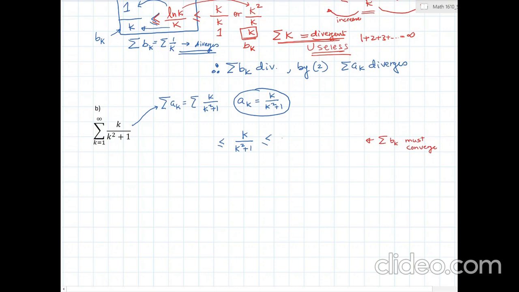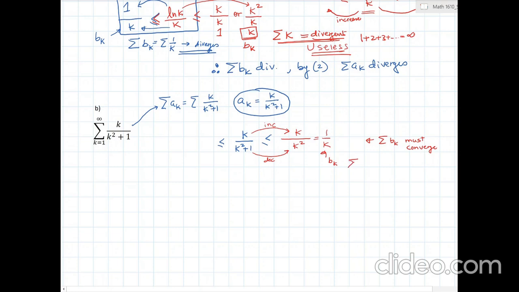And how do you make a fraction bigger? Either we increase this or decrease this. So this has to increase and this has to decrease. So in this case it's pretty easy. Suppose I keep my numerator k, but k squared plus 1 can easily be decreased to become k squared. So what is this? This is 1 over k. So suppose I choose this as my bk.